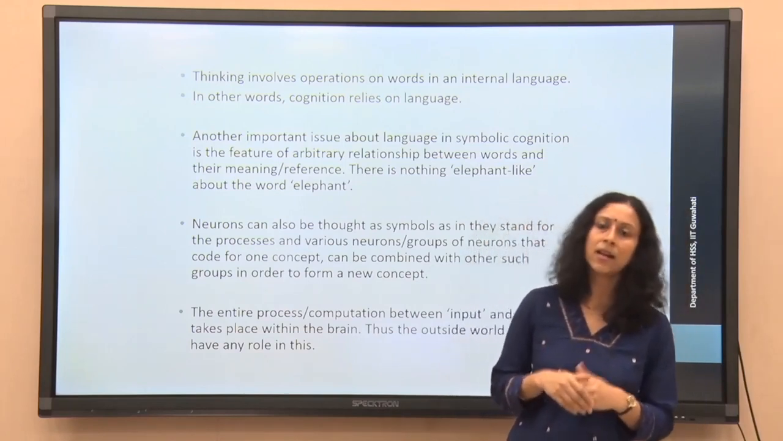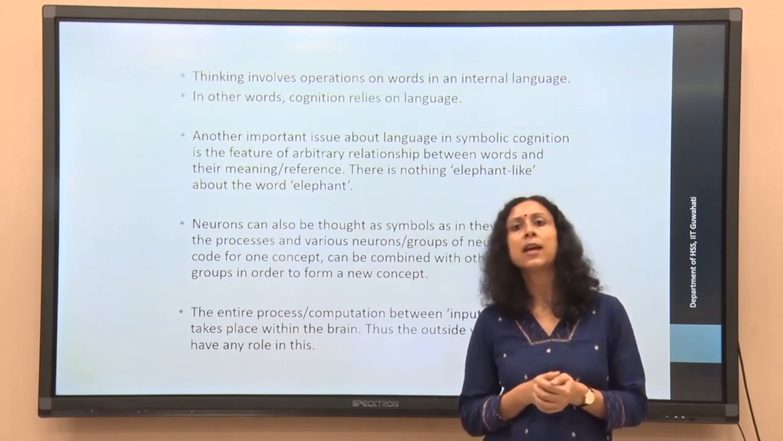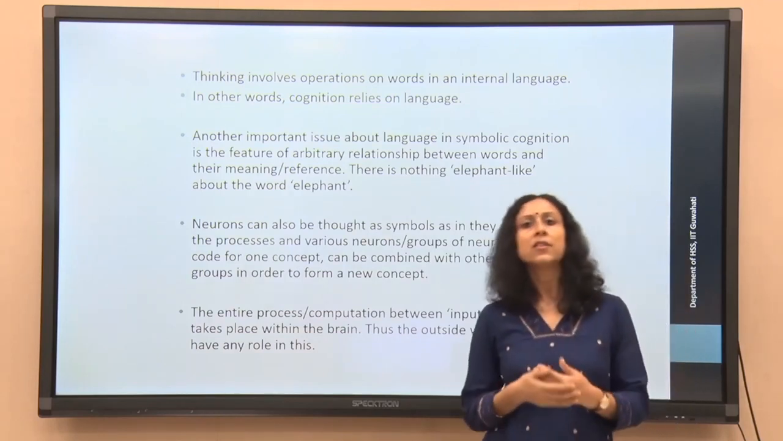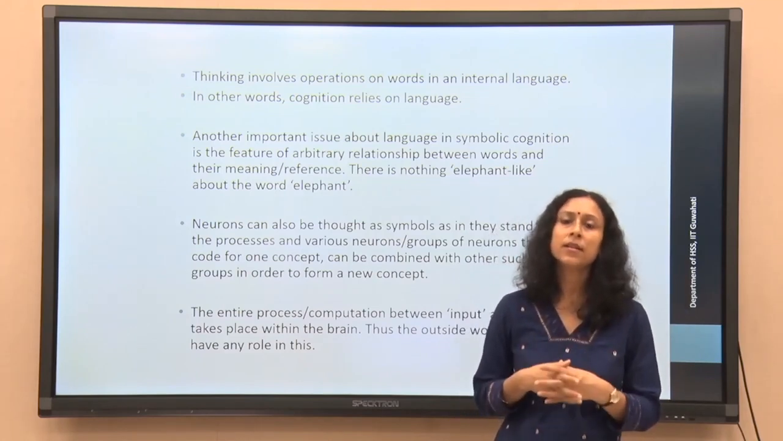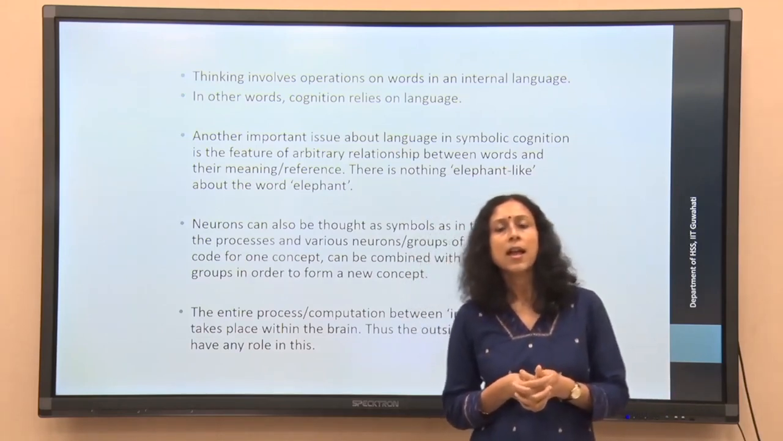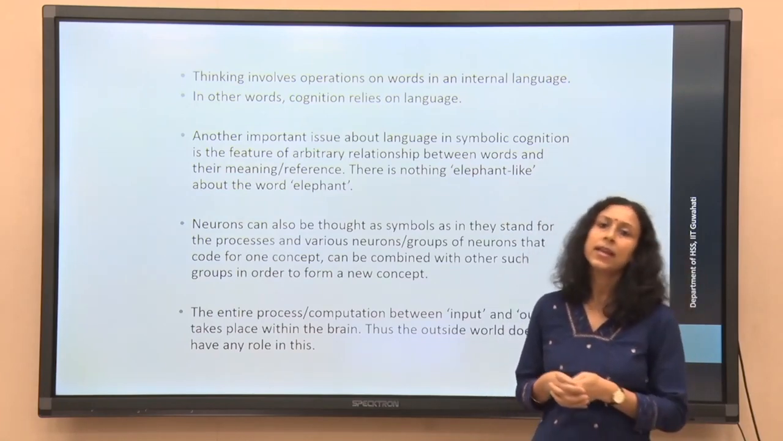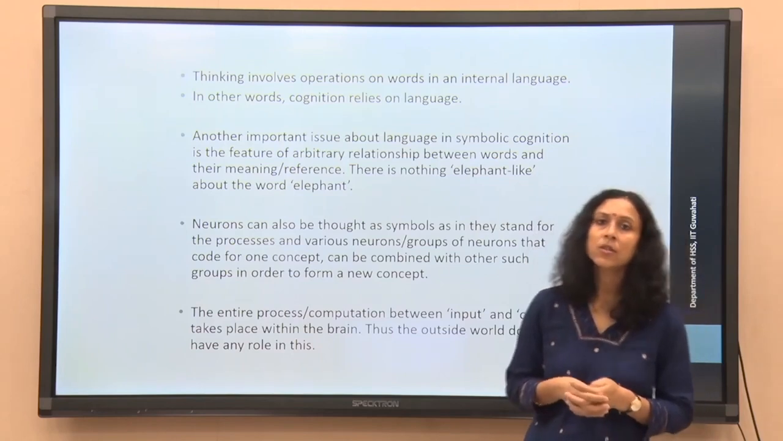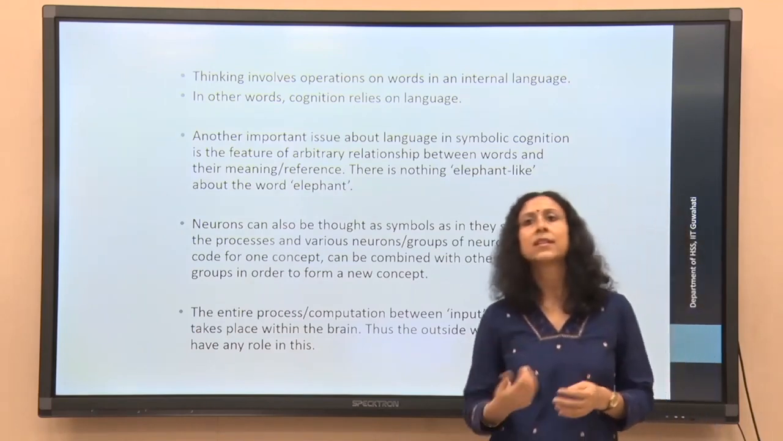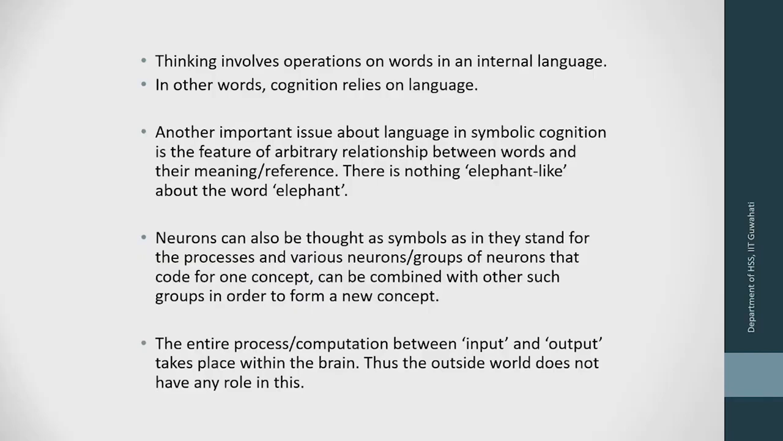And the entire computation between the input and output, the input of the various kinds of information that we have and the output that the brain gives, happens inside the mind of the human agent by simply manipulating those very symbols, the neuronal architecture, the neural underpinning of this language, and so on. Since it is entirely an internal affair, the outside world has no role to play in this entire computation of the thought process. This is a very significant point that symbolic cognition makes: it is an internal affair entirely dependent on symbol manipulation.